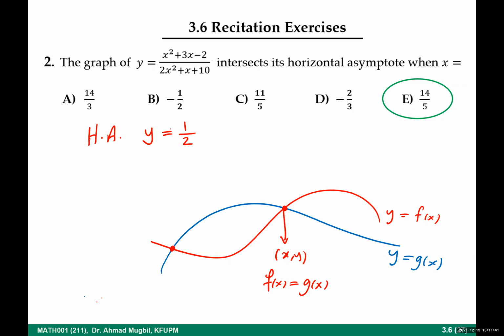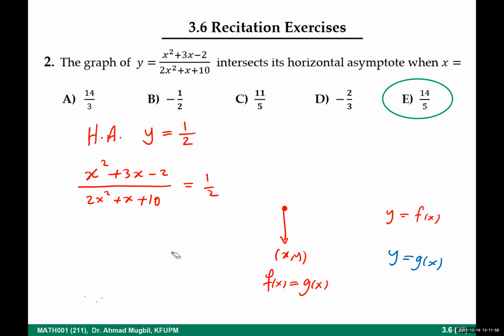So what you will do to solve such a problem, you will just write the equation here, the y that you have there, over 2x squared plus x plus 10, and put it equal to a half. Now, this is an equation, you need to solve it. The x that you will obtain will be lying on both graphs at the same time. As y here is a half, y here is a half. The x you will obtain from here will be the same as you will have in that graph. Now, it is a rational equation. To solve it, you need to cross multiply.